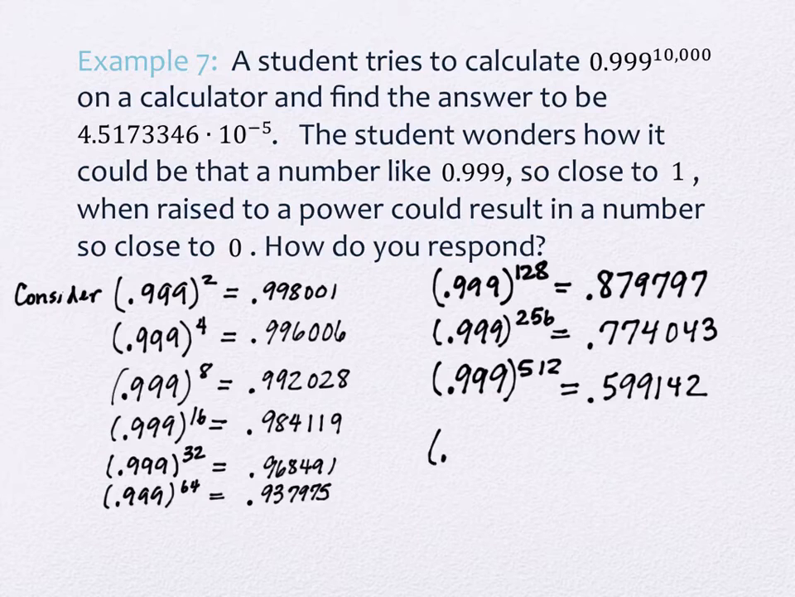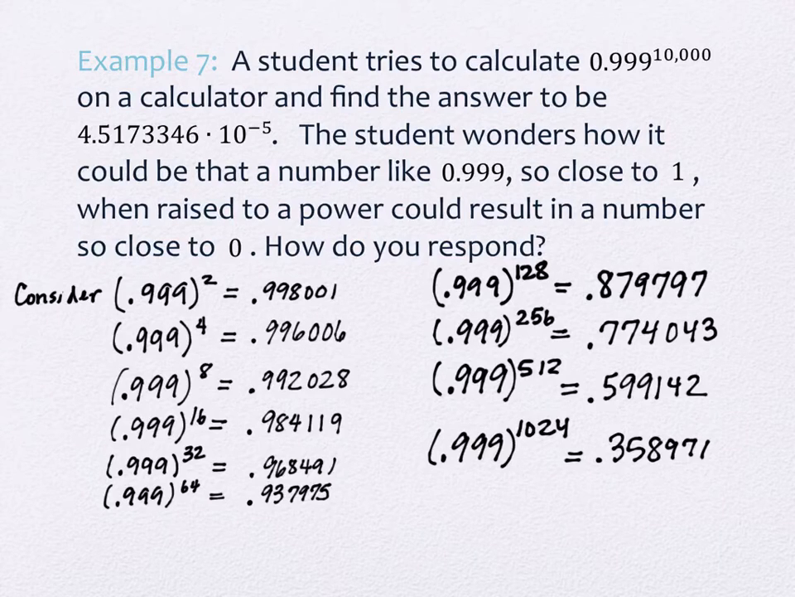We'll do one more. 0.999, and then doubling 512 is 1024. 0.358971. Okay. The reason I'm stopping here is, number one, hopefully at this point you can see that the numbers are now dropping consistently and by a pretty good chunk each time. I'm getting farther and farther away from 1 every time I raise this power up.